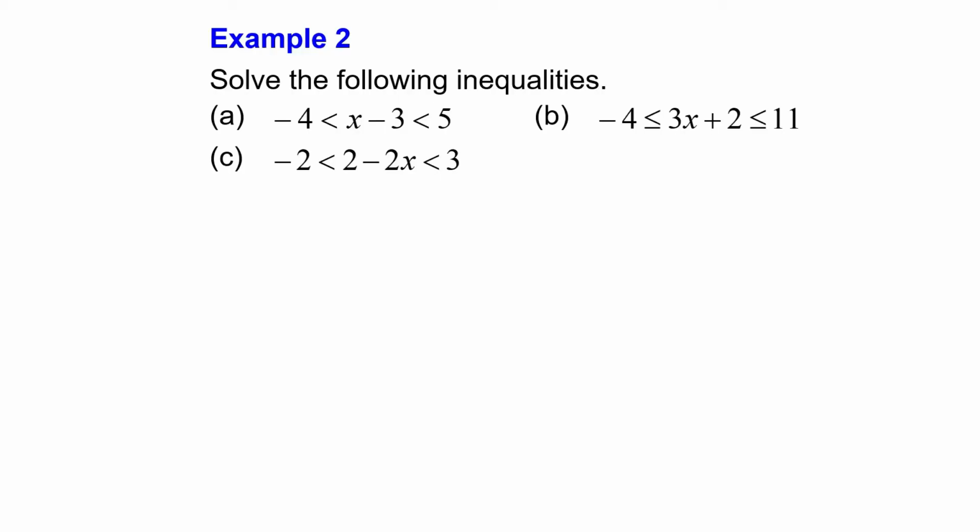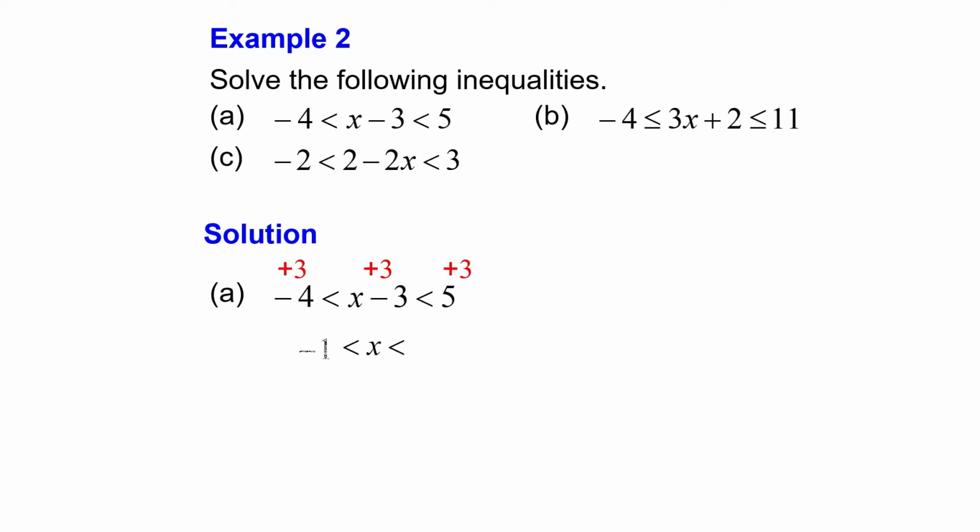Example 2. Solve the following inequalities. Now x is right in the middle, but there's minus 3 right next to the x. To eliminate the minus 3, we add plus 3 in the middle and on the left and right side. So the answer is just negative 1 and 8. Since this question does not require us to write our solution in terms of solution set or interval form, we can just leave our answer like this. It's up to you. Next question, B.